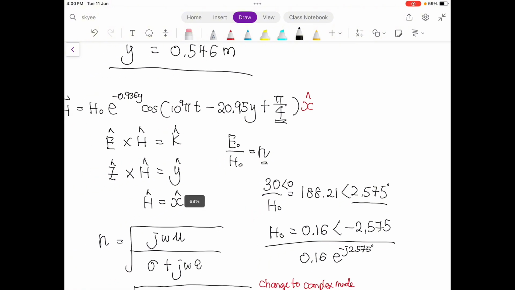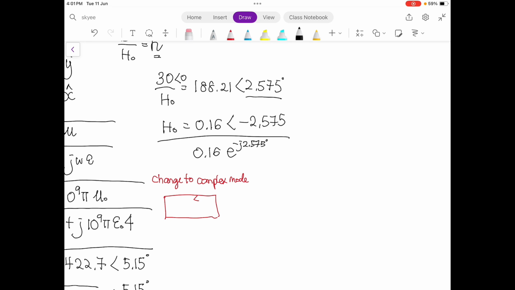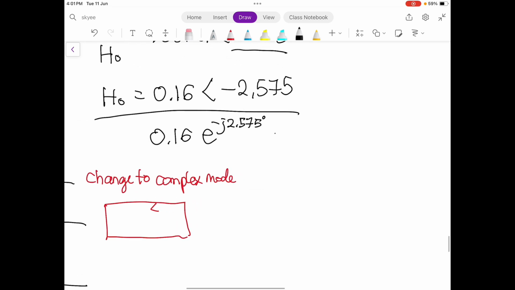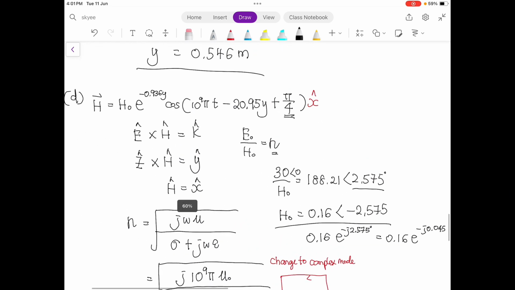If you want to convert it to radian, because later on this one is radian, right? If you want to convert it to radians, you can change it. You can make it to be 0.16 exponent negative j radian. Convert to radian, 2.575 times pi over 180. So 0.045, things like that.